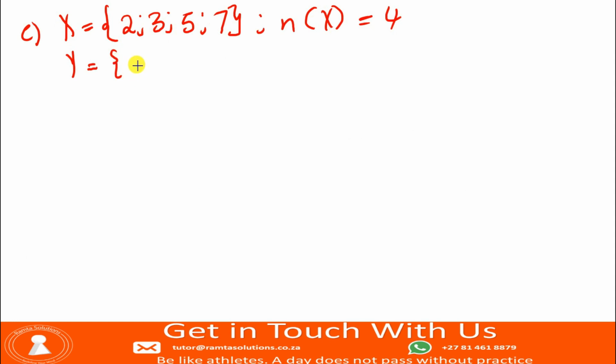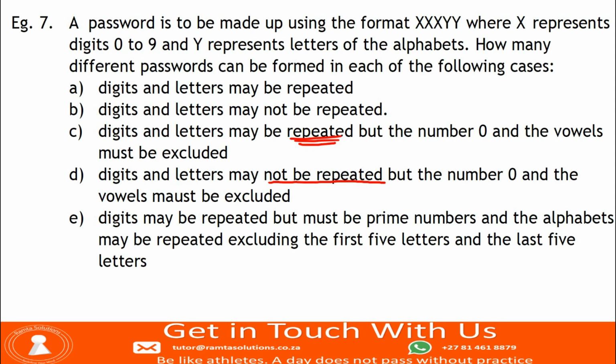And then alphabets, the first 5 and the last 5 are out. So you now have 26 minus 10, because first 5 and last 5, that's 10. So you have 16 alphabets. Now they said they can be repeated. Digits and alphabets can be repeated.